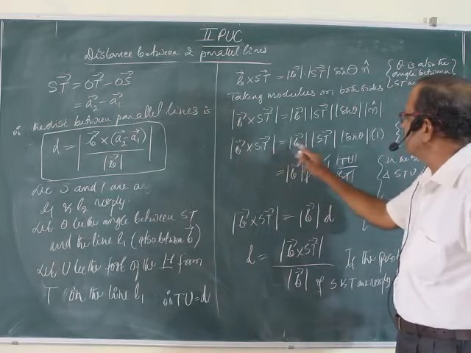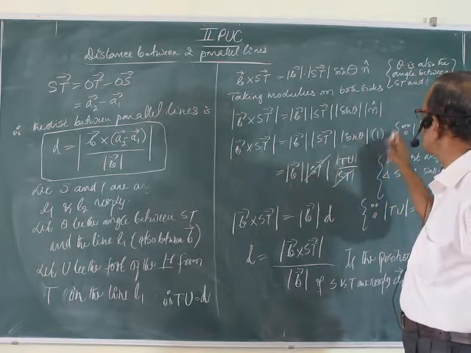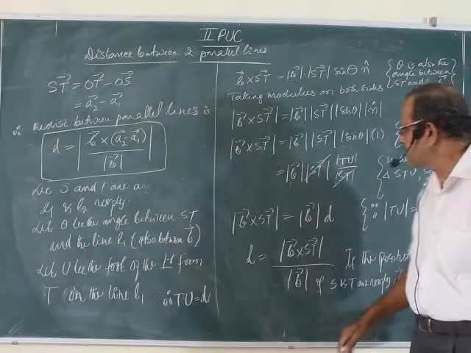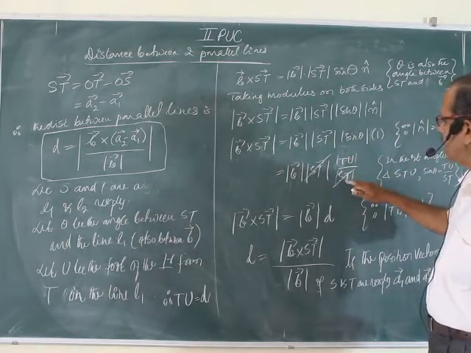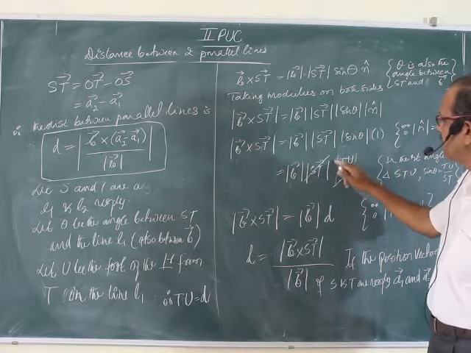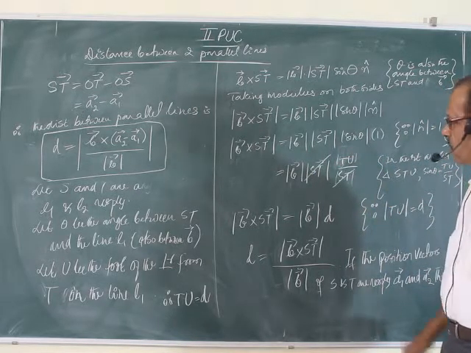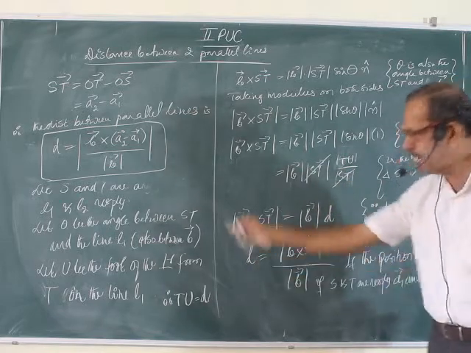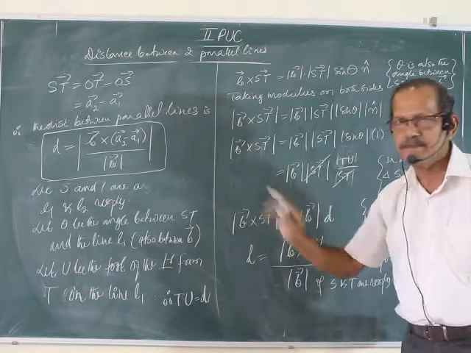Mod B cross ST, mod B mod ST sin theta 1. But sin theta from the triangle, I will erase that, is opposite side by hypotenuse. Again ST cancels. But this is the required distance D. So, mod B into D equal to this, or bring that mod B to the other side, you get D.